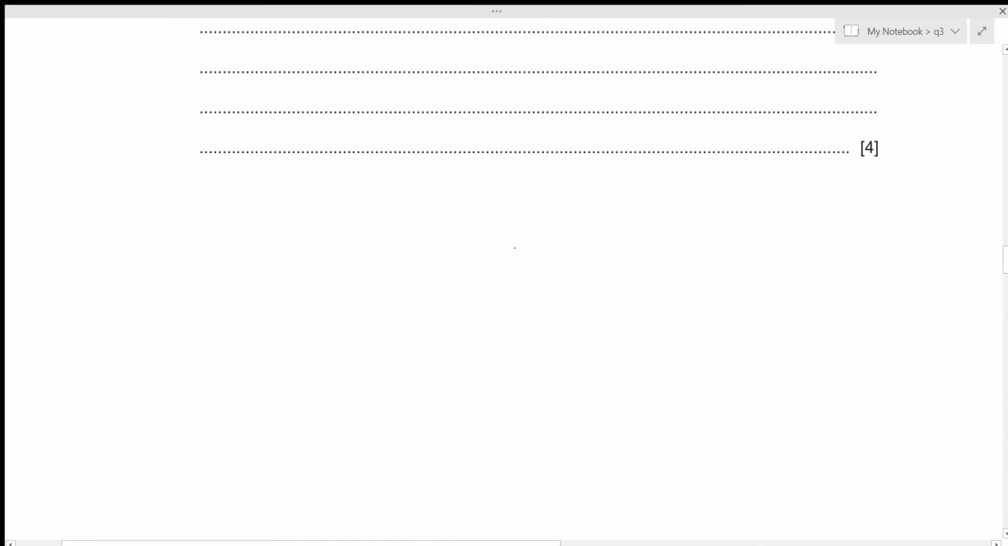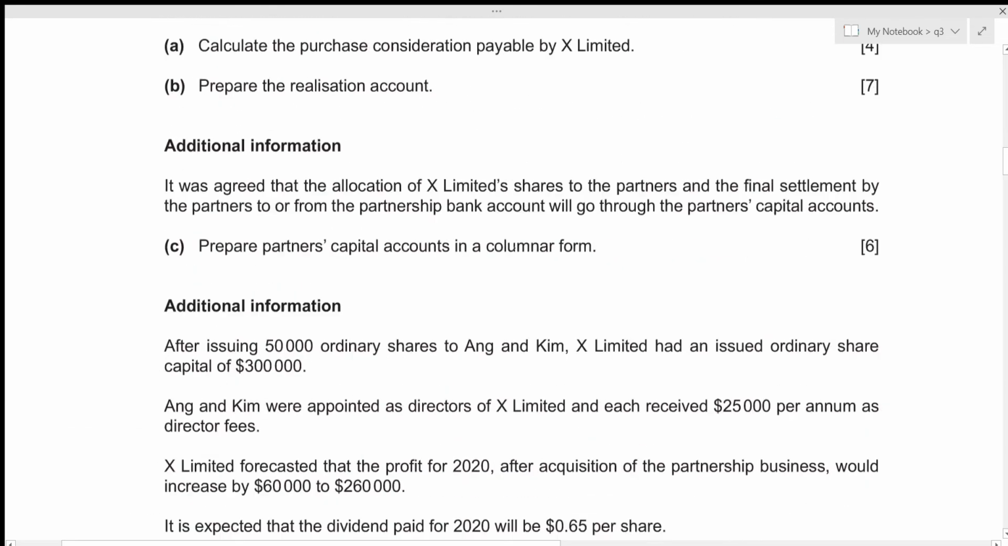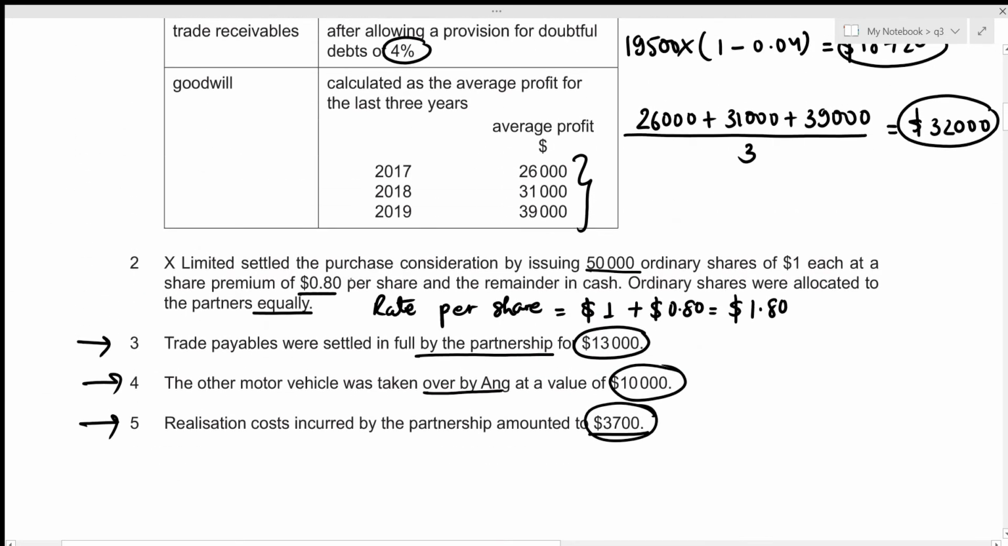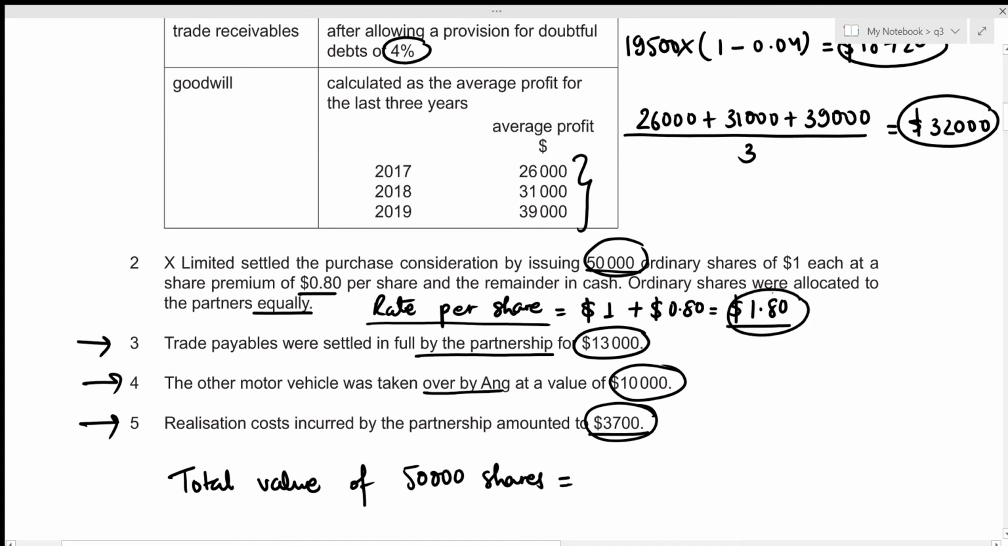Now we move towards the settlement by X Limited, since that is also to be recorded in our capital account. And we were given information regarding it. X Limited settled the purchase consideration by issuing 50,000 ordinary shares, and we figured out the rate per share to be 1.80. So I have to figure out the total value of the 50,000 shares. So we know that the value for one share is 1.80. So for 50,000 shares, that's just going to be 50,000 times 1.80, which is 90,000.